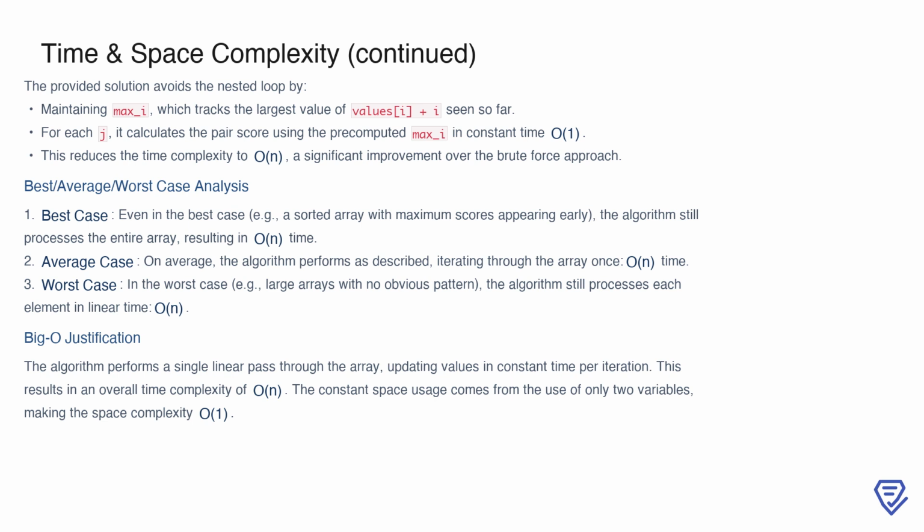When analyzing different scenarios, we find that the algorithm consistently achieves O(n) time complexity. In the best case, even if the array is sorted or the maximum scores appear early, the entire array is still processed. On average, the algorithm iterates through the input once, maintaining its linear complexity. In the worst case, with no discernible pattern in the array, the algorithm still performs a single pass, adhering to O(n) time. The reasoning behind this is straightforward: each element is processed exactly once, and no additional data structures are used.